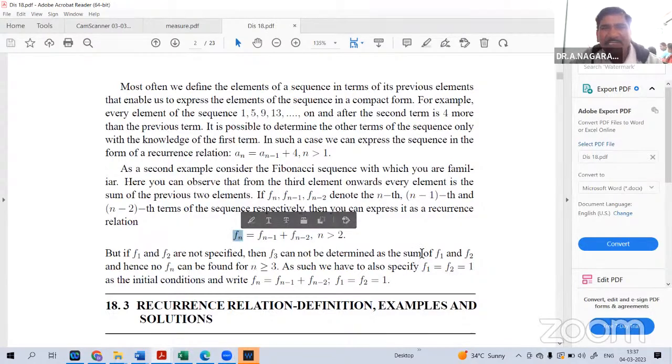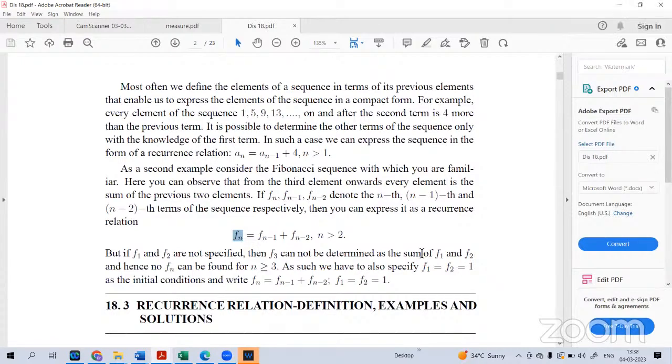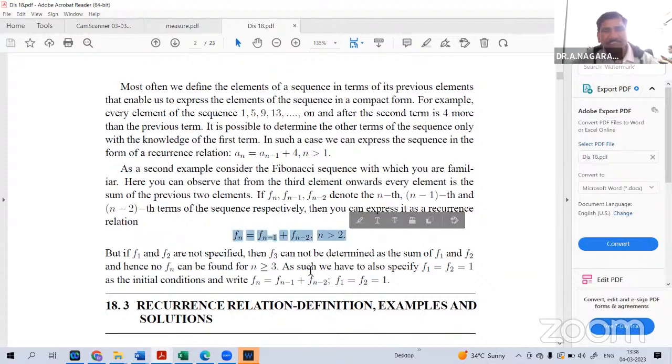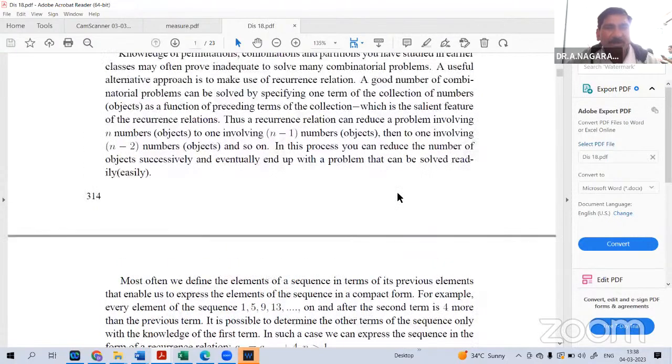For example, 0 plus 1 equal to how much? 1. The first term is 0, the second term is 1, and the third term I got is 1. If I add, the next term is 1 plus 1 equal to 2. And 1 plus 2 equal to 3. Like that, 2 plus 3 equal to 5. That is one kind of recurrence relation, represented as f_n equal to f_(n-1) plus f_(n-2). This is the information about recurrence relations, and how they can be formed.